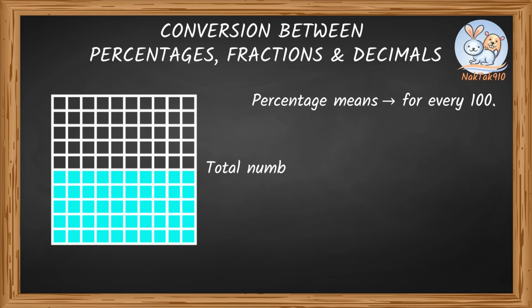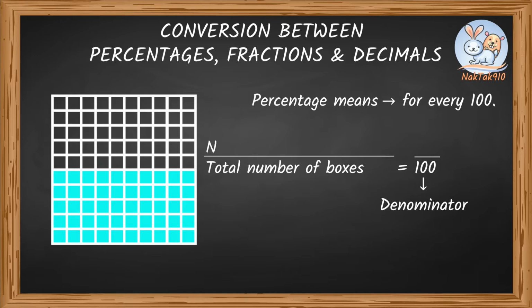So total number of boxes are 100. That's your denominator. Number of colored boxes by total number of boxes. So the equation goes 50 by 100, which is 50%. Because the denominator is 100, numerator is our percentage. In this case, 50%. Thanks, Tak. Now let's write the same fraction in decimals and percentages too.